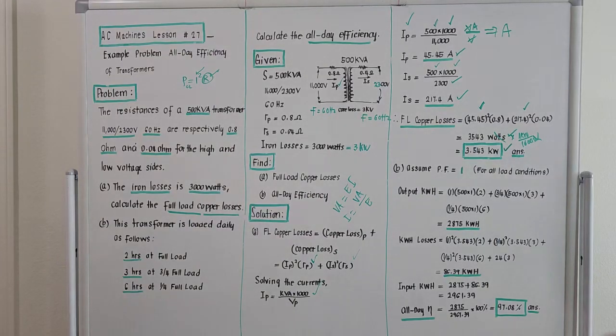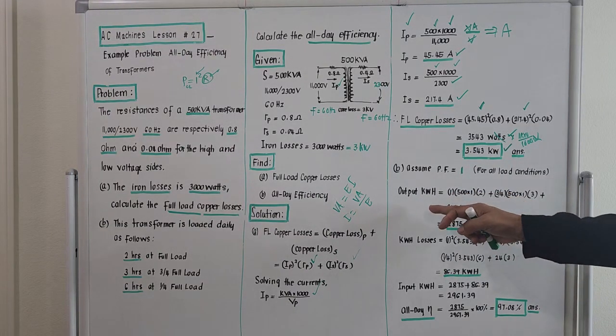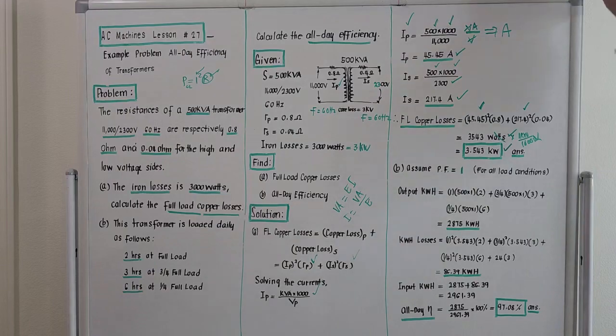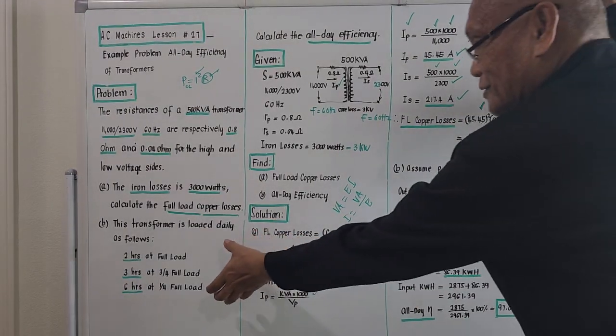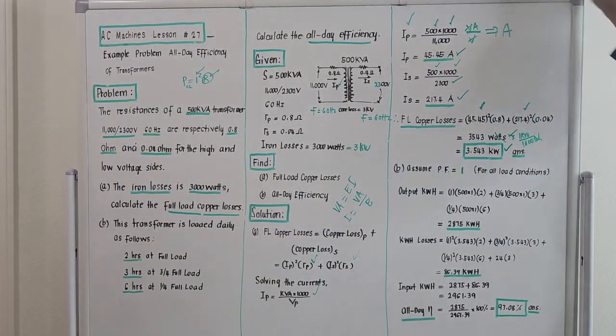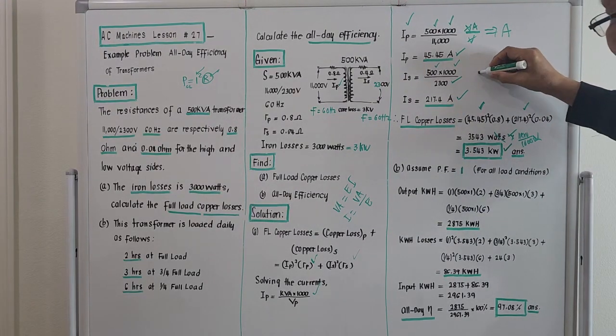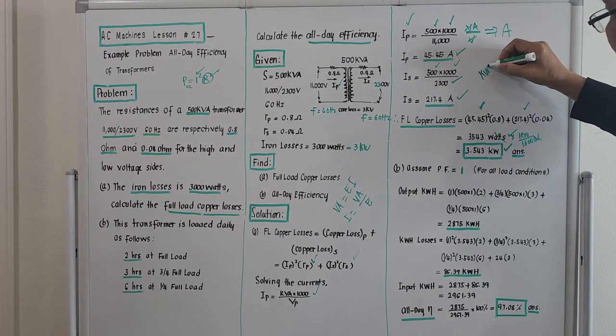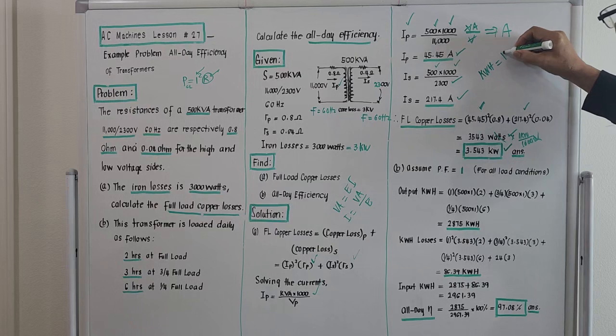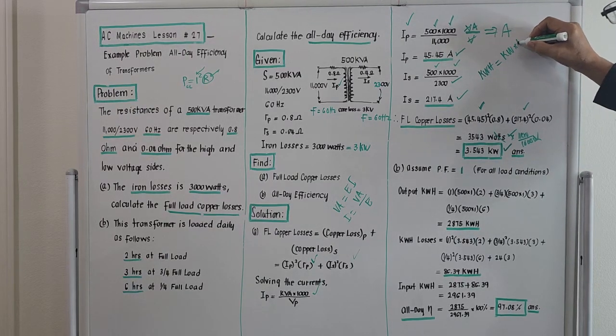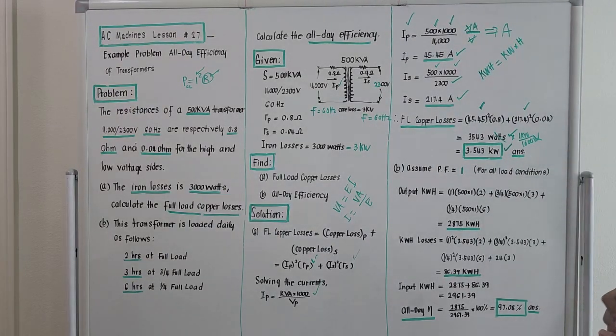Right? Okay, let's try to bring out the output kilowatt hour. The output of these loads. Kilowatt hour is the product of kilowatts times hour. Right?